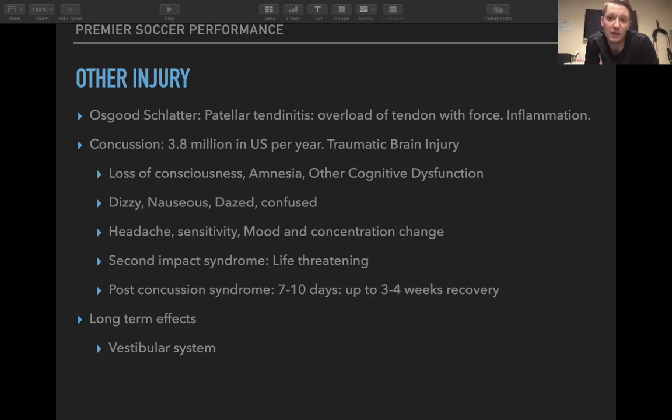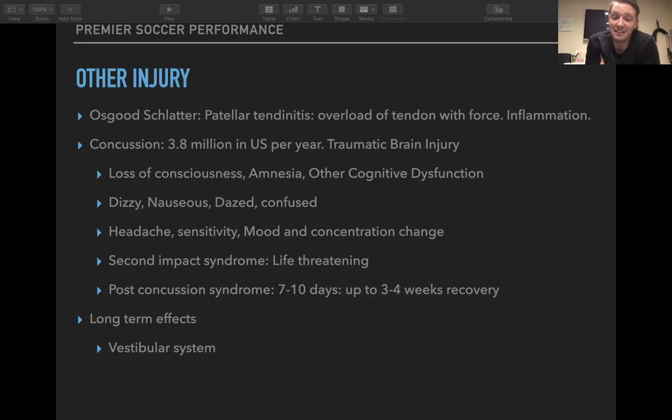And when you overload that tendon, it can cause inflammation of that area and cause what's called Osgood Schlatter. It's pretty painful. It's basically a front of the knee pain in a youth athlete, is typically what happens. Most kids do grow out of it, but it does require some short-term therapy to relieve the pain.